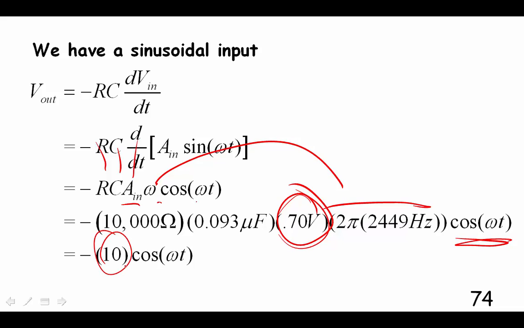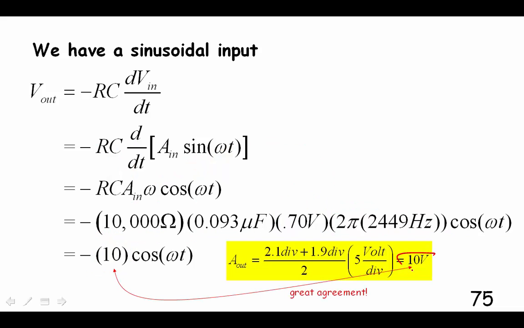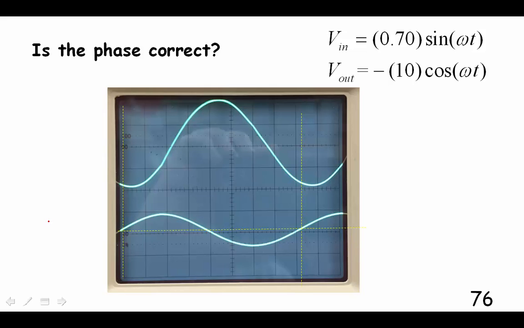Plugging all these numbers in, we expect to see an amplitude of 10 on our output. And what did we see? 10, right on the money. We should be getting awards for this.